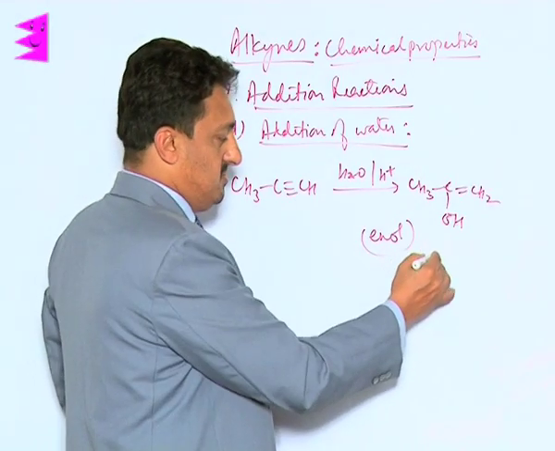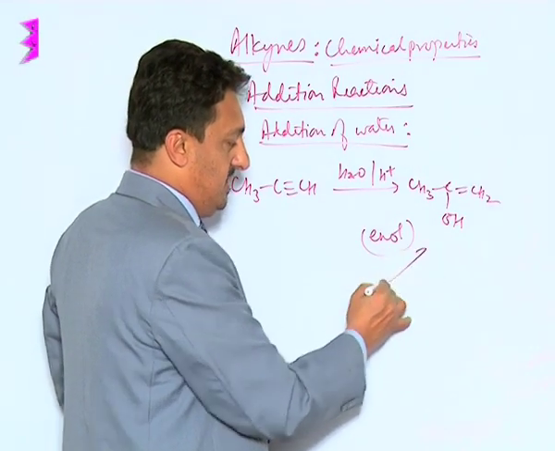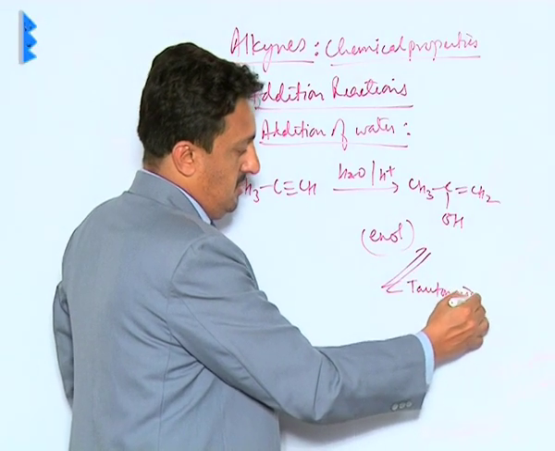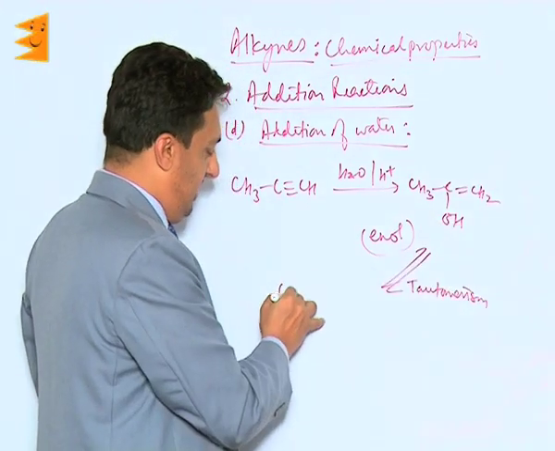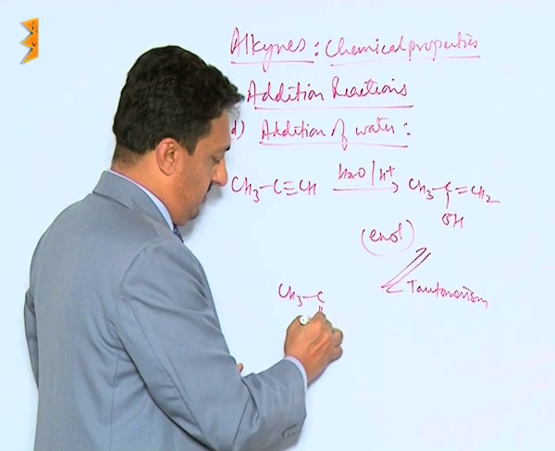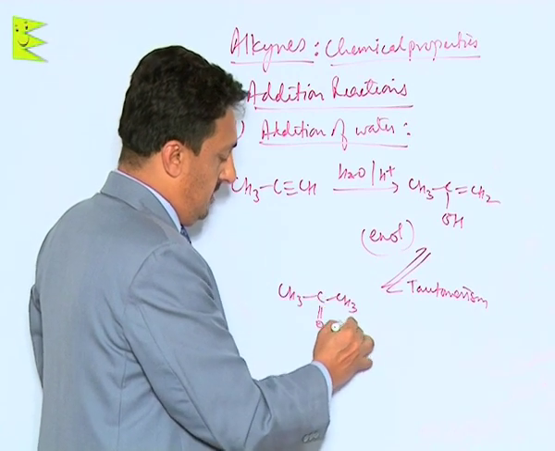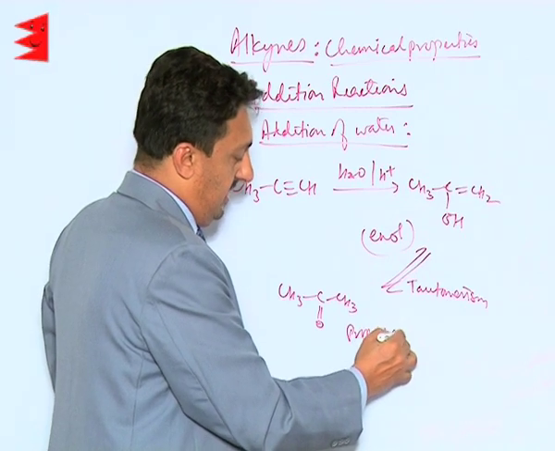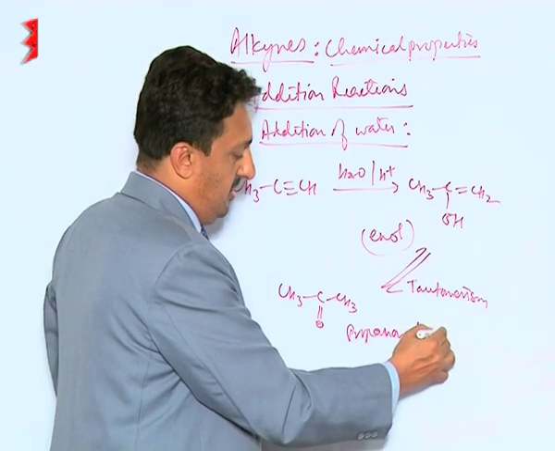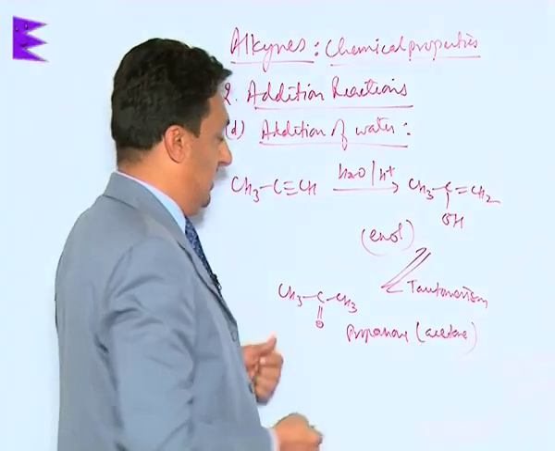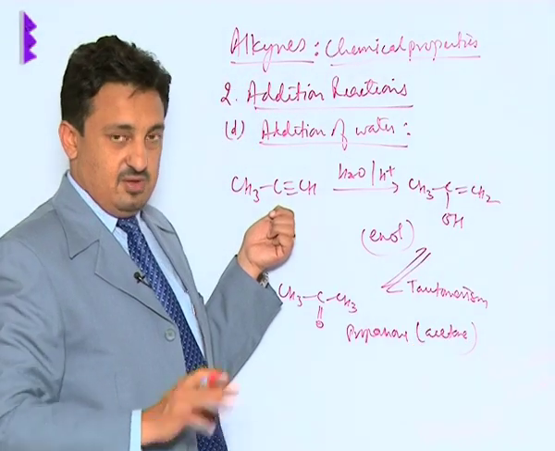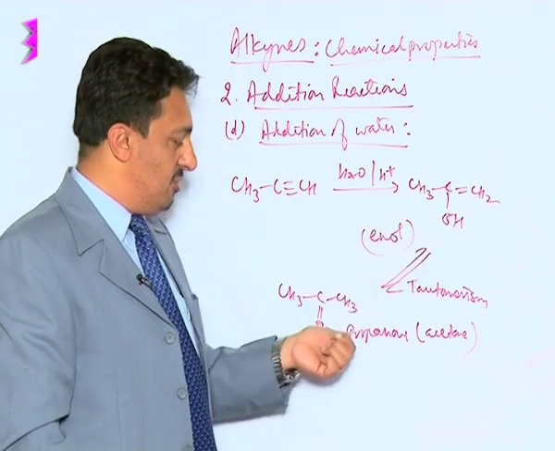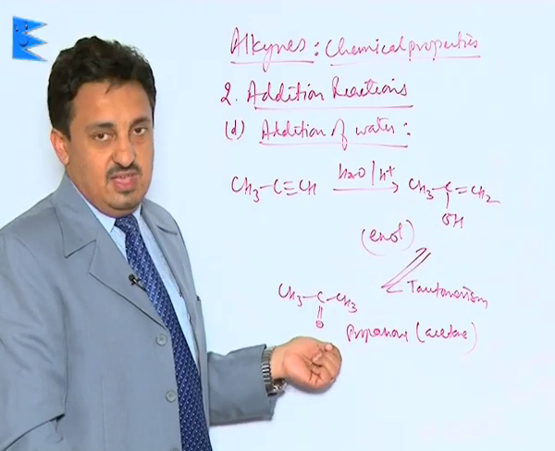Now this one undergoes tautomerism. The migration of the hydrogen takes place, and this gives us propanone. So what we get is acetone, or propanone, as the product of hydration of alkyne. Don't ever think that the reaction will stop at the enol. It will automatically tautomerize to give you the aldehyde or a ketone.